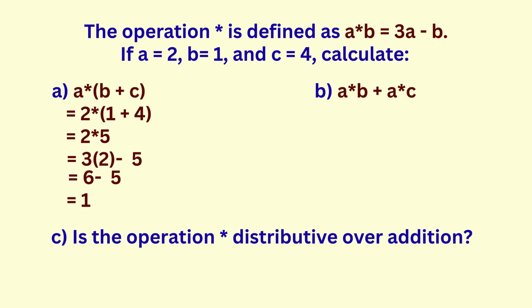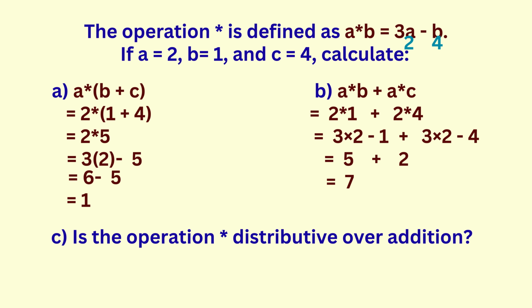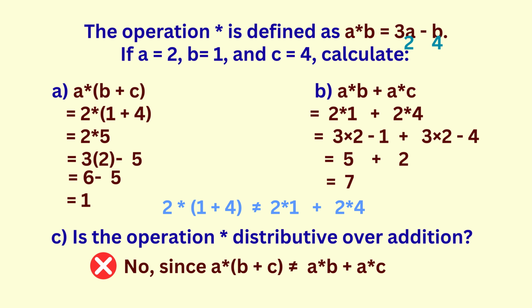Now the right-hand side is (2 star 1) plus (2 star 4). Compute each separately. 2 star 1 equals 3 times 2 minus 1, and 2 star 4 equals 3 times 2 minus 4. This simplifies to 5 plus 2 equals 7. The left-hand side gave us 1, while the right-hand side gave us 7. Since they are not equal, this operation is not distributive over addition.